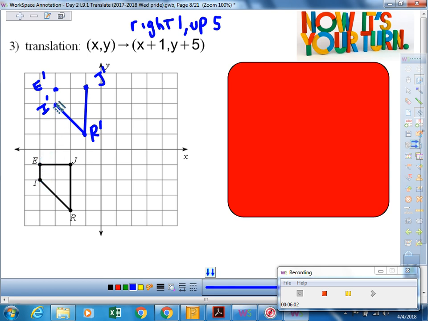Okay, so this one's not that difficult to see, but sometimes when you get into rotations and reflections, the points are a little bit difficult, so just go back to your pre-image and go, okay, I'm going to connect J and R, and then connect those 2 prime points. All right.